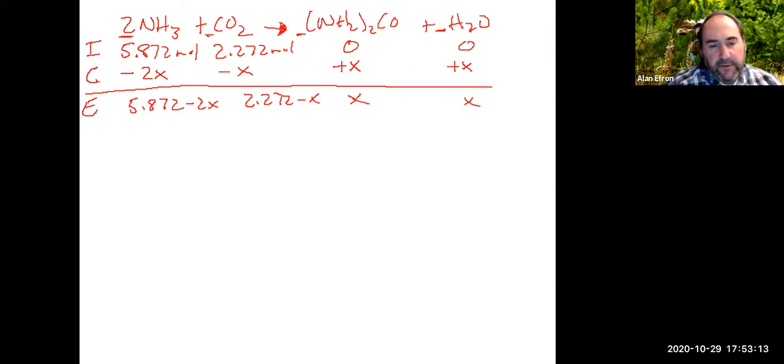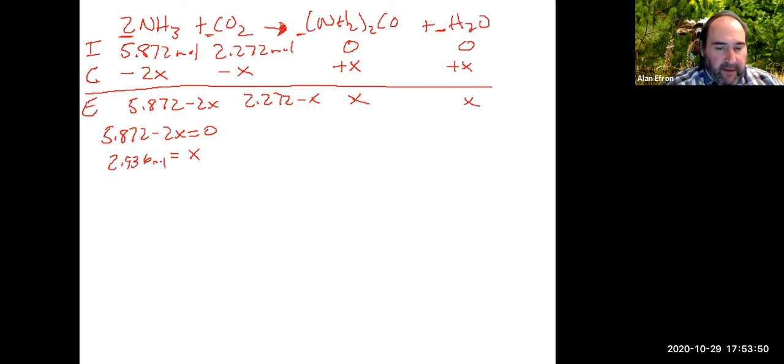Okay. So once you have this table set up, what we're going to do now is figure out which one is the limiting reagent. And we're going to do that by setting each of these equal to 0 on our reactant side. So we would have 5.872 minus 2x equals 0. We're going to bring the 2x to the other side and divide by 2. And we will end up getting an x value of 2.936.